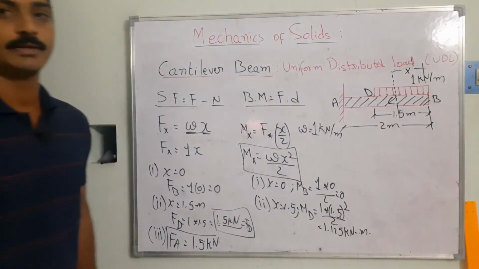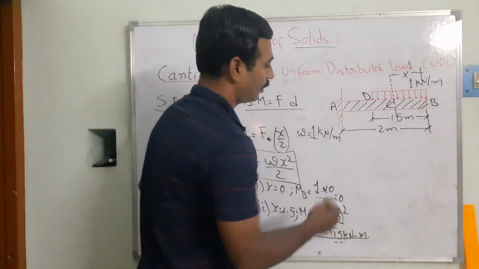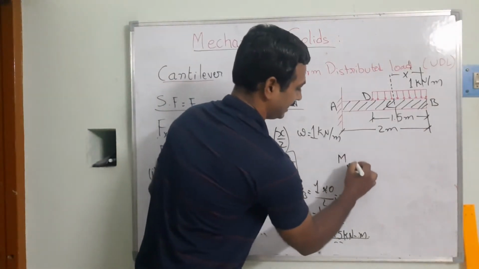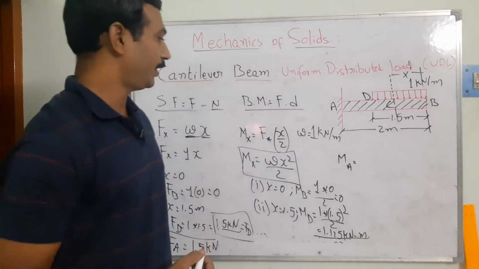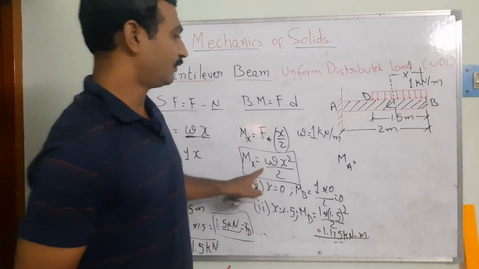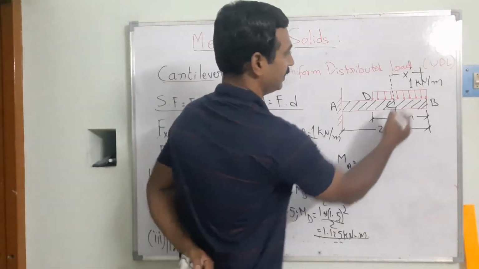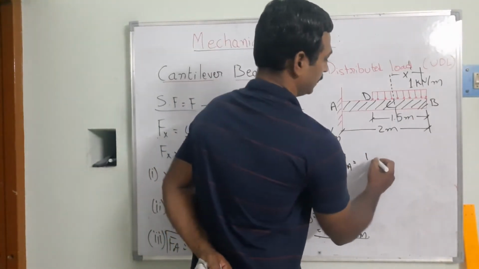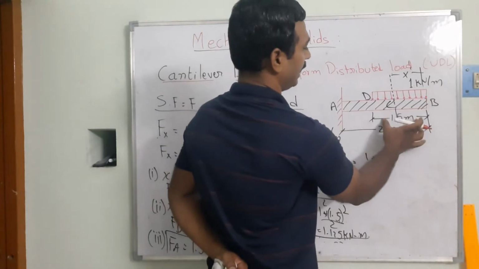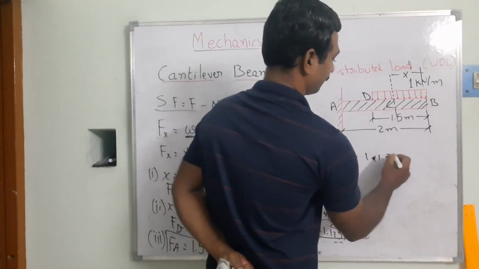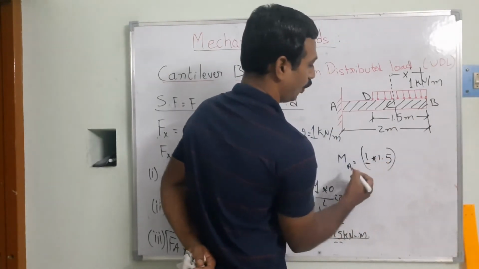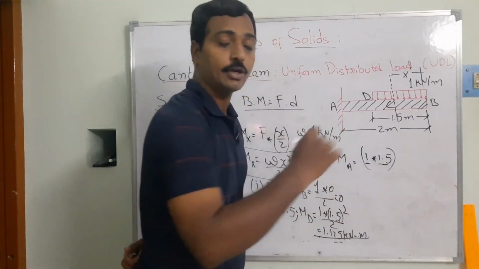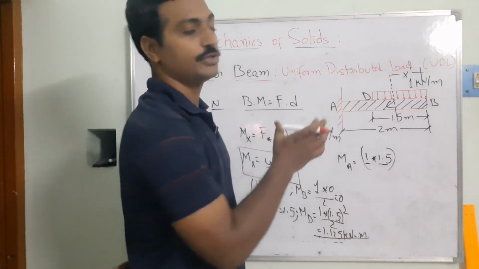Meters we are getting. And similarly, I want to find the moment at A. What is the formula we have? This is the formula I am going to take here. W is nothing but 1 kilonewton per meter, spread over a length of 1.5 meters, right? So this is the load, and this is the length over which the load is distributed.